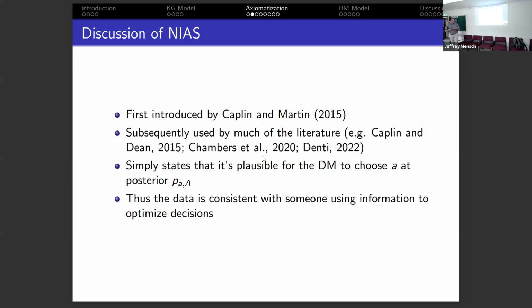Alright, so this axiom, again, has been used for a while. It's first introduced by Kaplan and Martin, and it's subsequently used by much of the literature. I should also include my own previous paper in here with my postdoc. There's at least half a dozen, if not a dozen papers that use this axiom. Again, I'm saying it's just a sanity check to make sure that, conditional on this choice coming from information, indeed the choice that we're observing would be optimal conditional on that information.